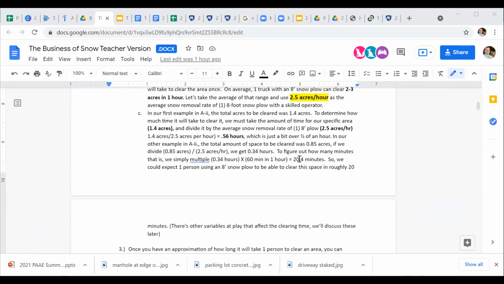You know, I can tell you again from experience, an acre of parking lot, unless there's a lot of stuff to plow around and whatever, you should be able to clear that in about 30 minutes. That's not taking into consideration any sidewalk, shovel work, snow blower work, etc. That's strictly with a plow.